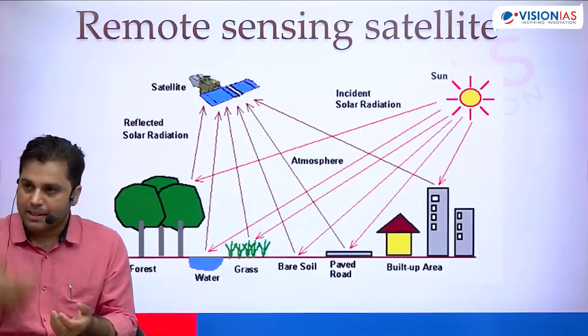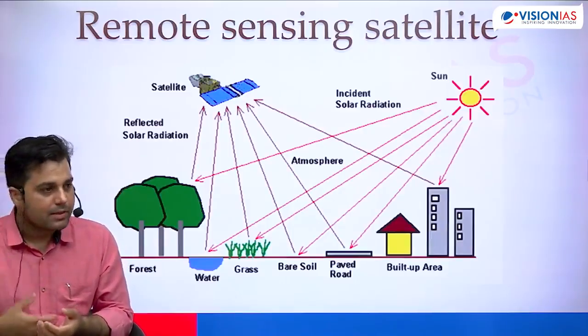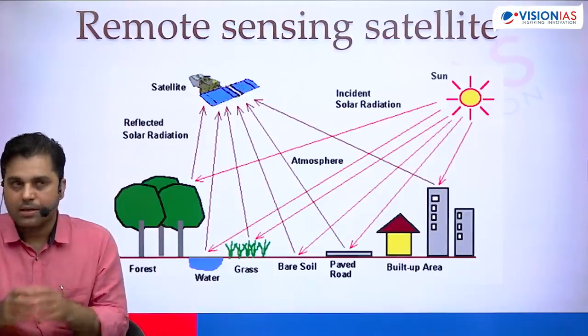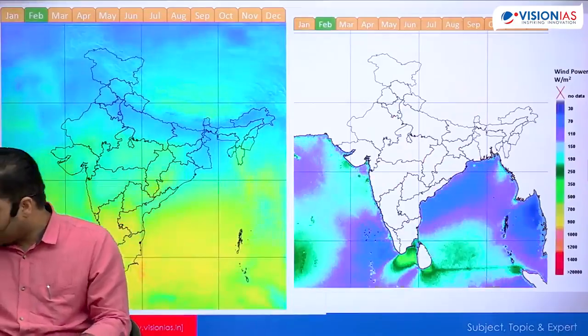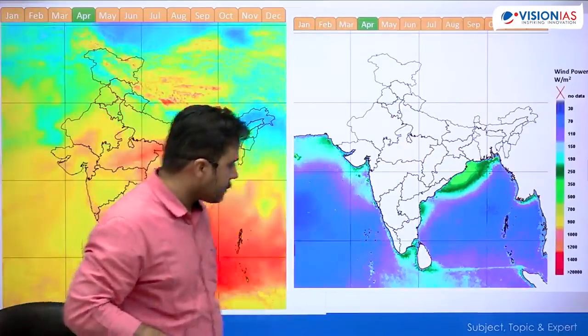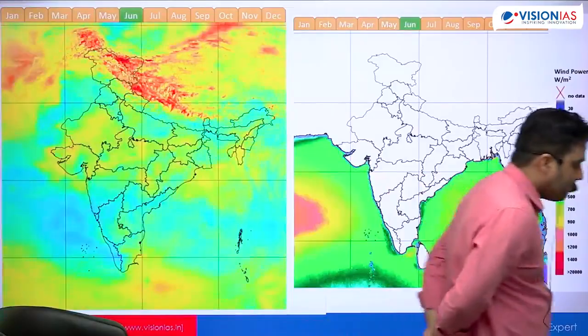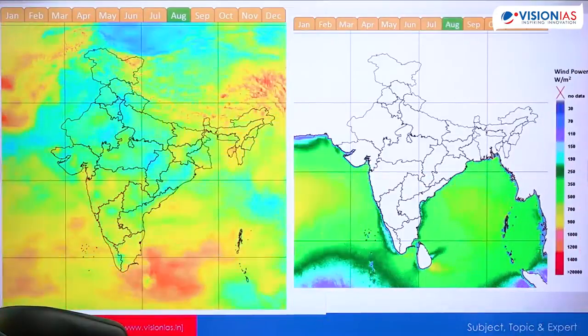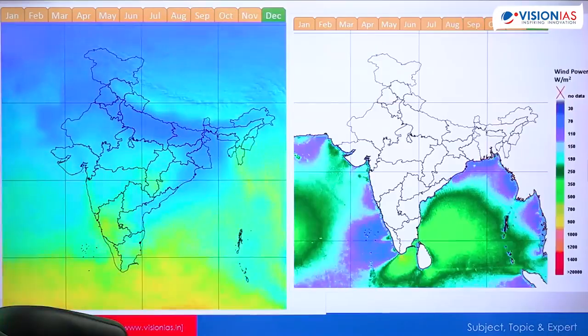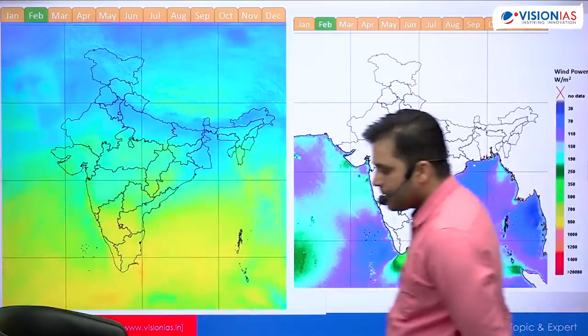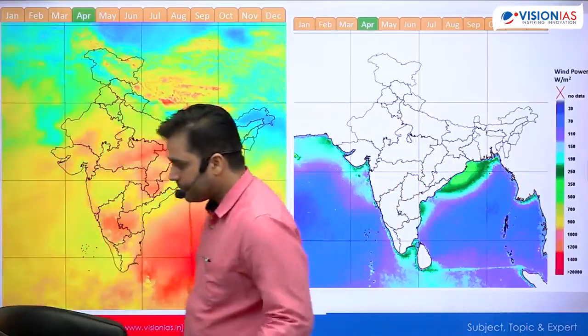And then it measures the reflected light. And based on that measurement, it knows about a particular location. I will call that active remote sensing. Say, these are the two maps I have taken from ISRO's website. The first map is the temperature profile of India from January to December. And the second map is wind velocity in the coastal regions of India.